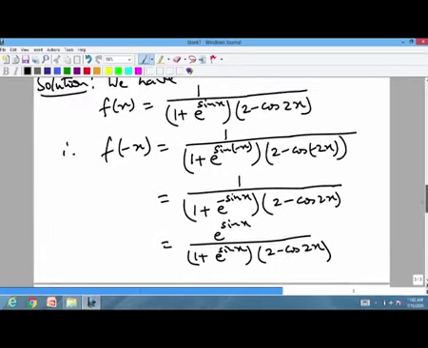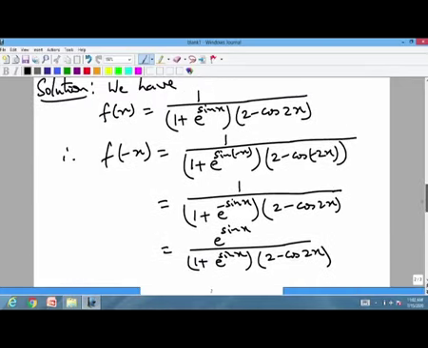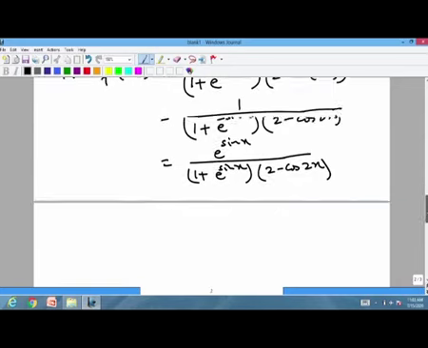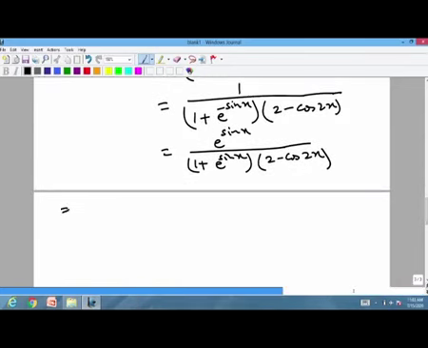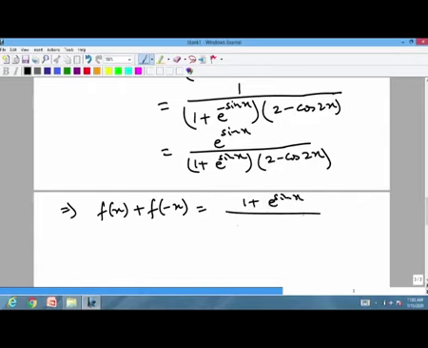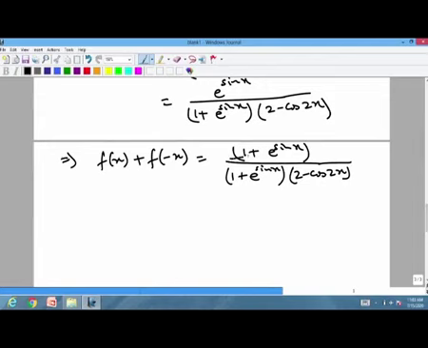So, we see that the denominator is the same as that of f of x. Now if I add f x plus f minus x, f x plus f minus x is equal to 1 plus e to the sin x divided by 1 plus e to the sin x times 2 minus cos 2 x. So, 1 plus e to the sin x will cancel, and this is equal to 1 over 2 minus cos 2 x.